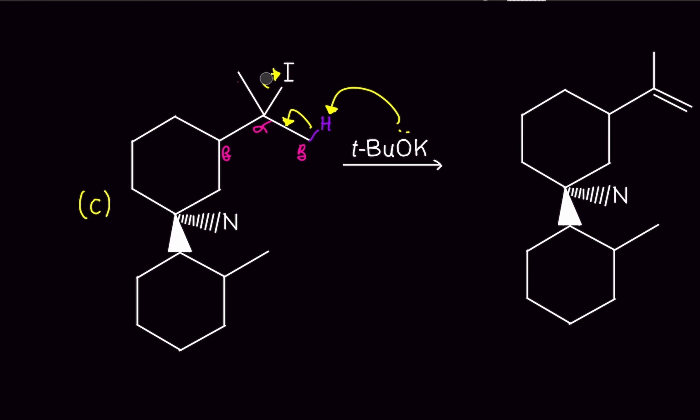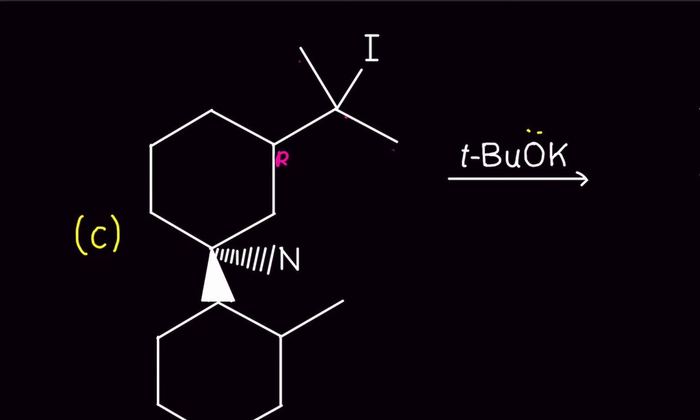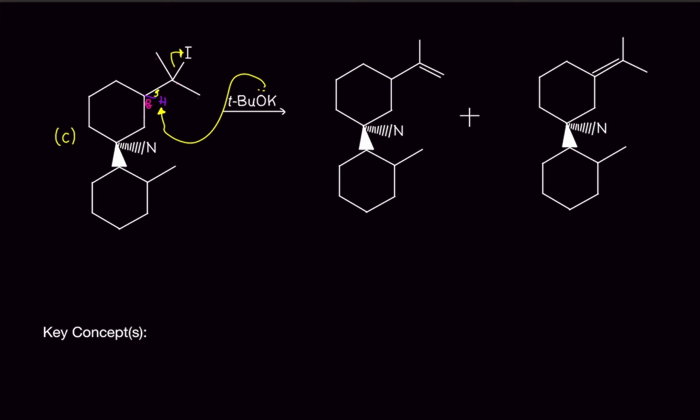Let's do the other one now, the Zaitsev one, which will be the minor product. Since this was the more substituted one, there's a hydrogen coming out of here, which we're going to use. Bond breaks and forms a double bond here between the alpha and beta carbon, and now this gets kicked out. And then we are left with this, right, with the double bond between this alpha and this beta carbon.